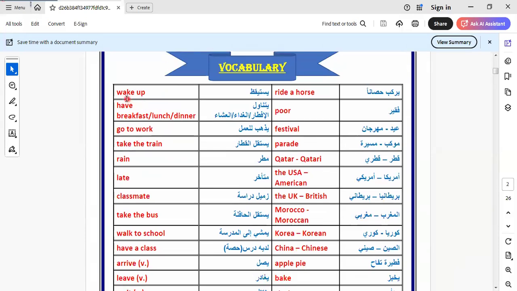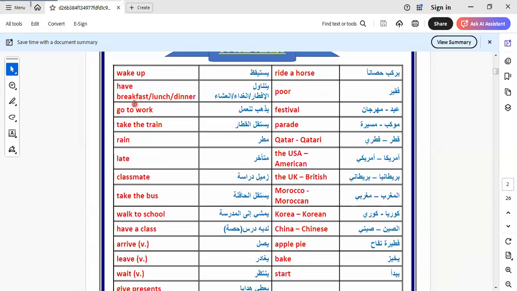Let's know it together. Here we have wake up, ride the horse, have breakfast, lunch, dinner. When I explained the lesson today, I said to you that have must be followed by the meals, like what? Breakfast, lunch, and dinner. Here we have poor. The opposite of poor, it will be what? It will be rich. This is the opposite of poor.